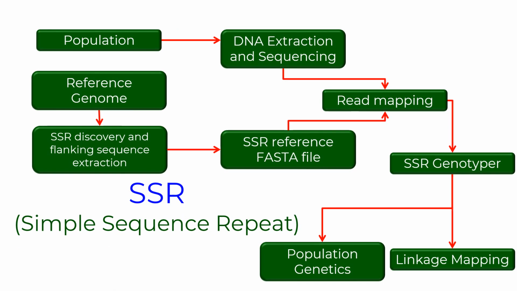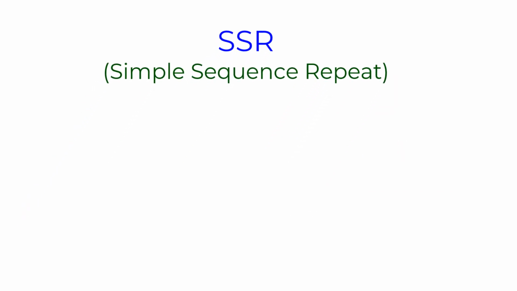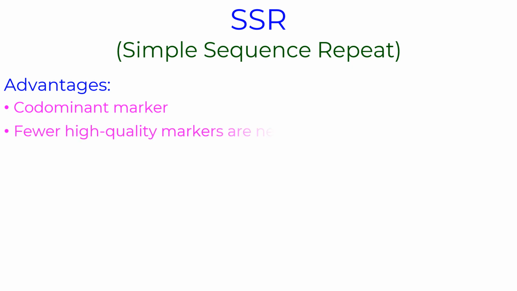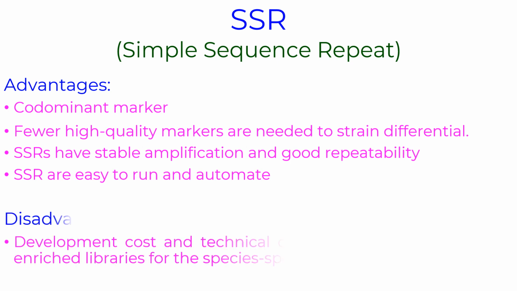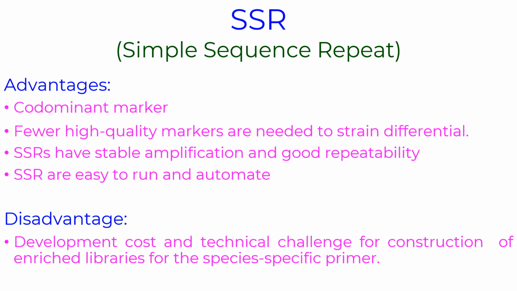Protocol: here you can see the protocol of SSR. Advantages: SSR is codominant. Fewer high-quality markers are needed to differentiate strains. SSRs have stable amplification and good repeatability. SSRs are easy to run and automate. Disadvantage: development cost and technical challenge for construction of enriched libraries for the species-specific primer.